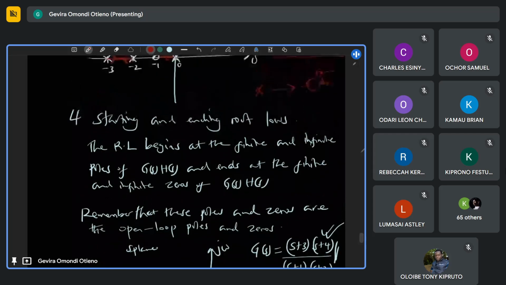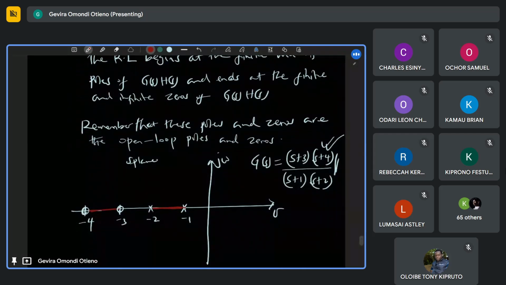But rule number 4 says that a root locus must begin from a pole and terminate or end at a zero. If you look at our G of S, we have 2 finite poles and we have 2 finite zeros, meaning it's an even match. Each of these poles will find a zero to terminate at. But which one will terminate where? That's the point. Now, remember the directions that I told you about.